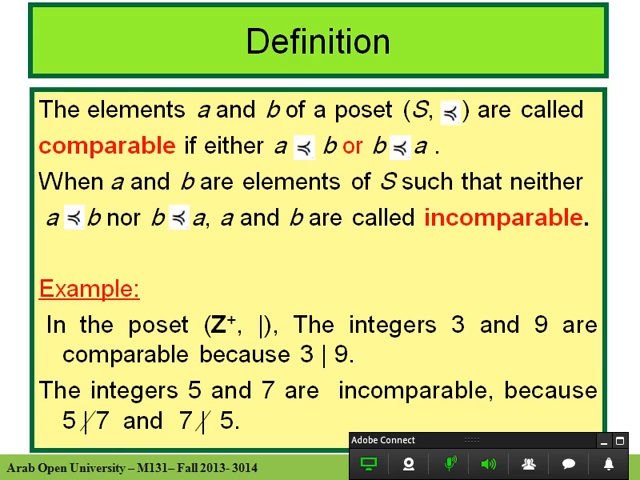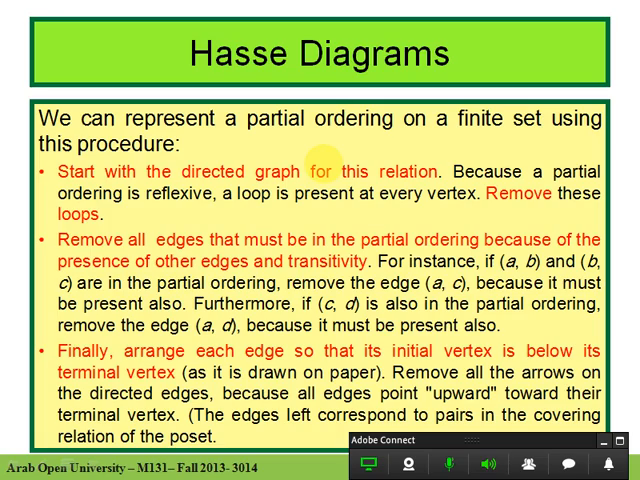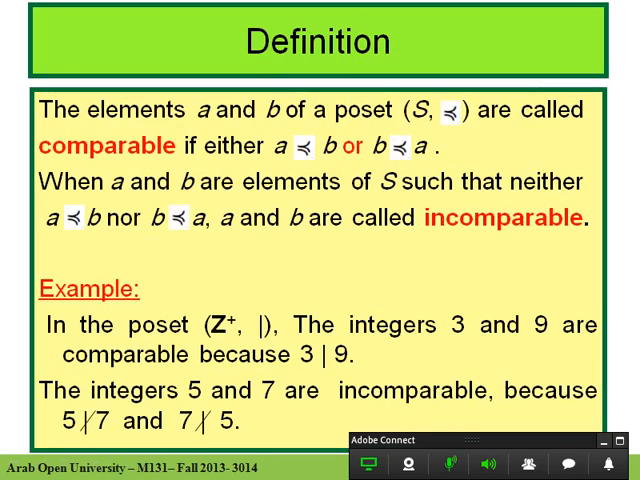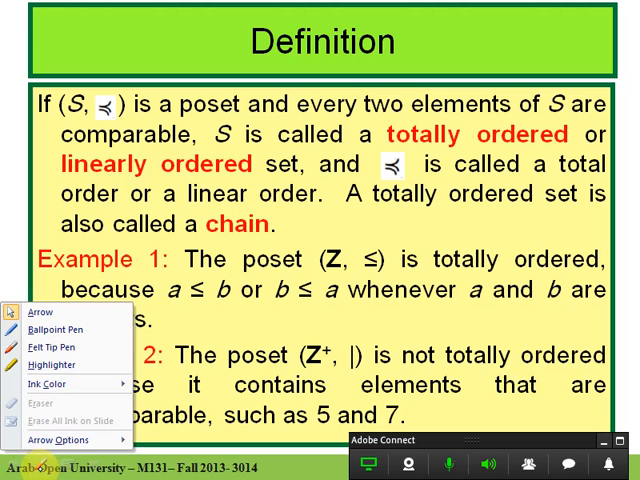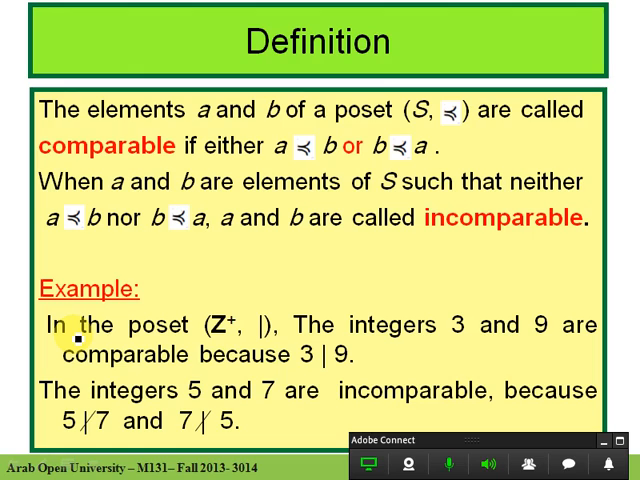When AB has a relation or BA has a relation, then we say that A and B are comparable. We can compare A and B. And if there is no relation between A and B and there is no relation between B and A, then we say that A and B are not comparable, or incomparable.